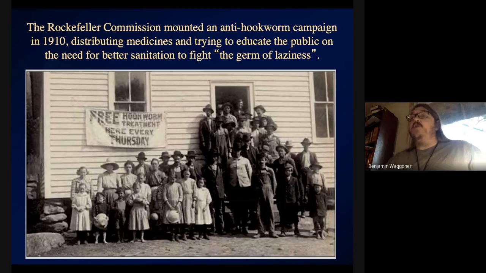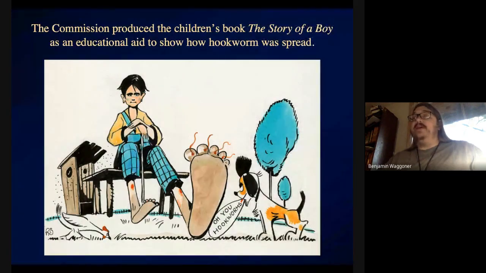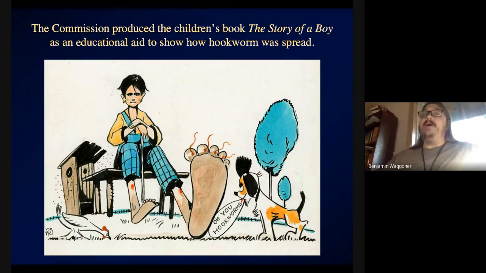The commission also produced educational aids. That's the illustration from a book they printed called The Story of a Boy. In the background, you can see an overflowing outhouse. There's the boy sitting, and you can see the little filarial hookworms burrowing into his toes, while that dog says, "Oh, you hookworms." This showed how hookworm was spread.